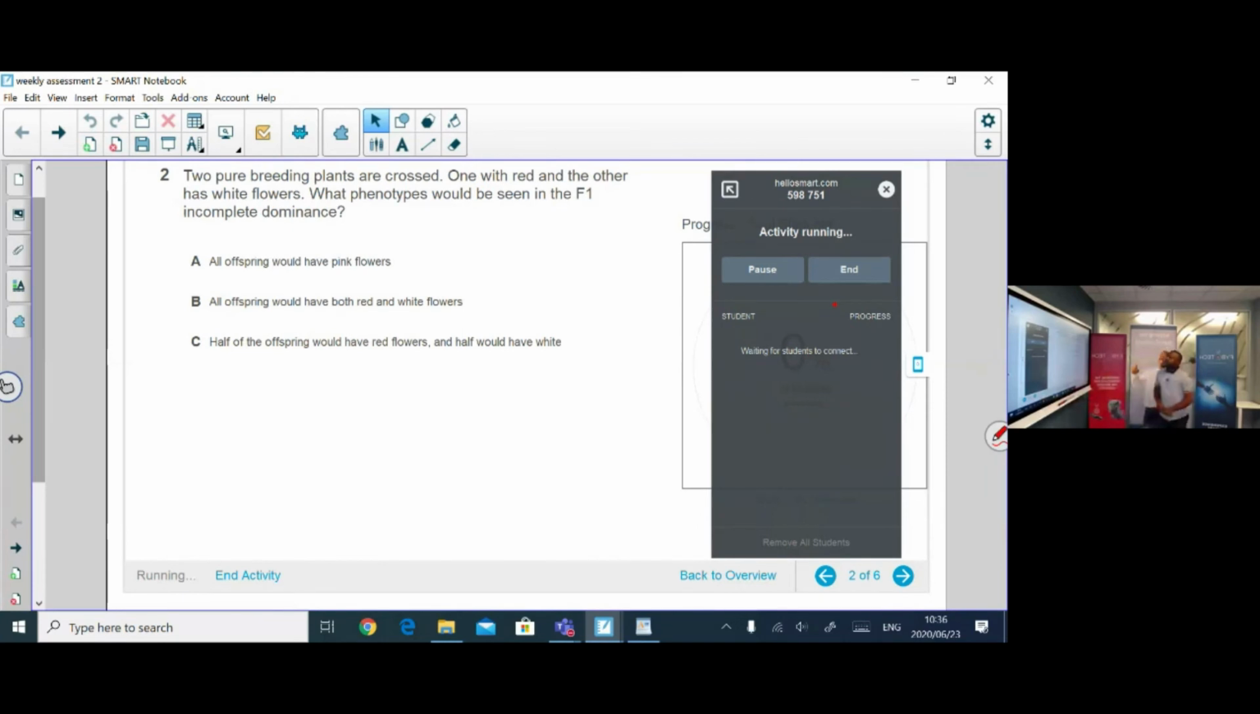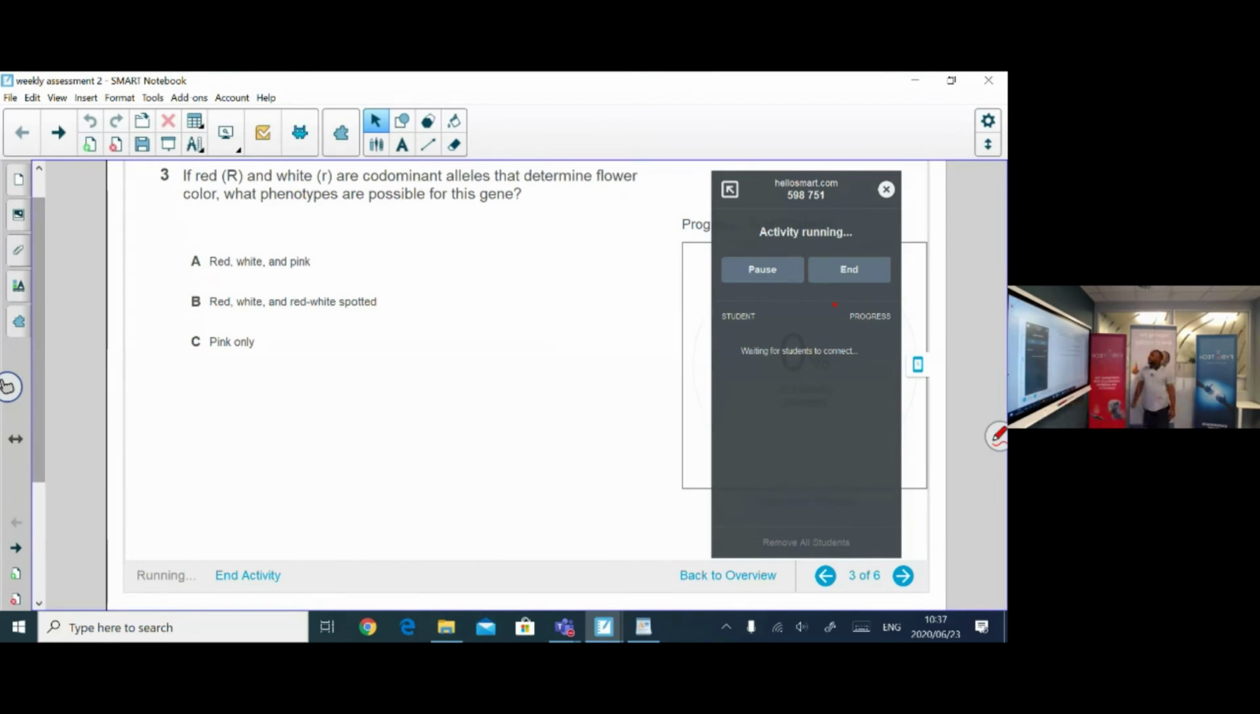Next question. Two pure breeding plants are crossed. One with red and the other with white flowers. What phenotypes would be in the F1 generation if this is incomplete dominance?